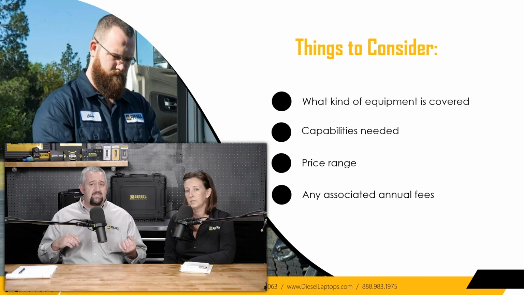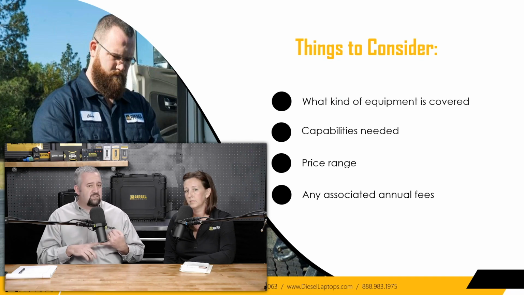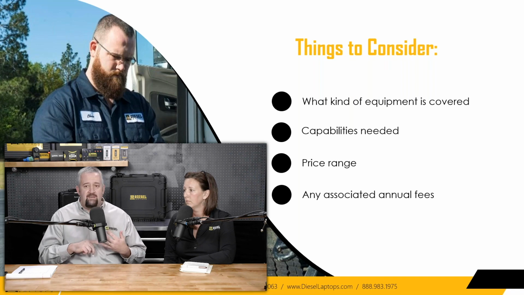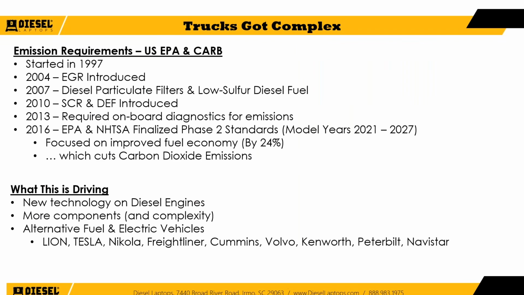So things to consider at a high level when you're looking at your tool, it's really a lot of those survey questions you just answered. For example, what kind of equipment is covered? What kind of capabilities do you need? What kind of price range are you looking for? And the annual fees, are they optional? Are they required? How often do they come out? These are things you need to know, because what I'm about to show you is this world's changing very, very quick. But before we talk about the future, let's talk about how trucks got so complex just really quick.